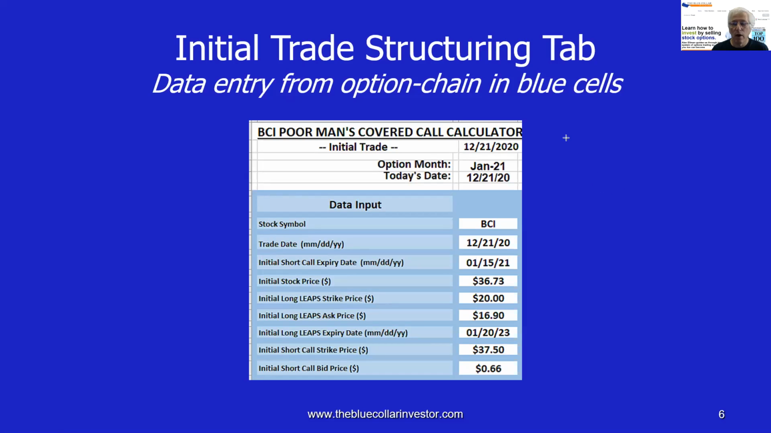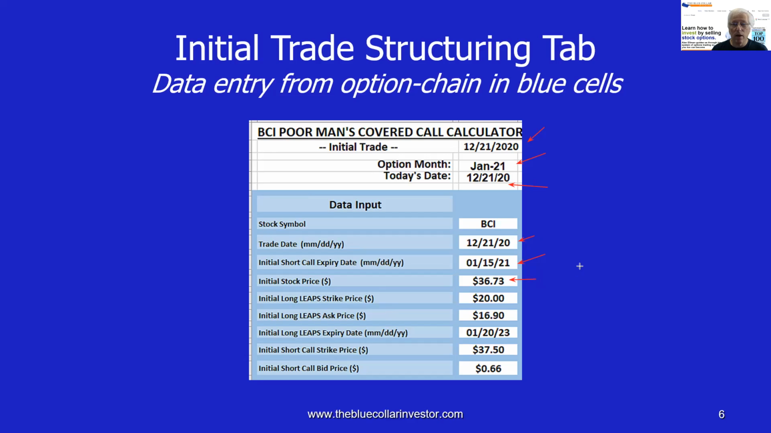Okay, here we go, folks. We first enter the initial trade date on the top, and the option month for the short leg of the trade. So you see the trade was entered on 12/21/20, and we're looking at the January 15th, 21 expiration. So that will end up down here. Today's date is December 21st. So you're looking at a 25-day trade from 12/21 to 1/15/2021.